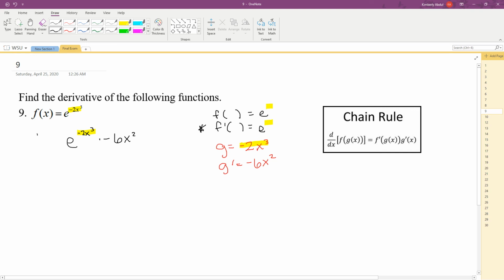Now, when I actually want to write it out, just by convention, people usually write these parts first. So my final answer is going to be -6x squared e to the -2x cubed.